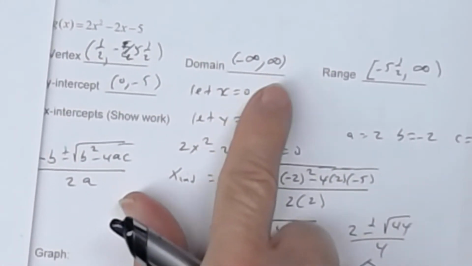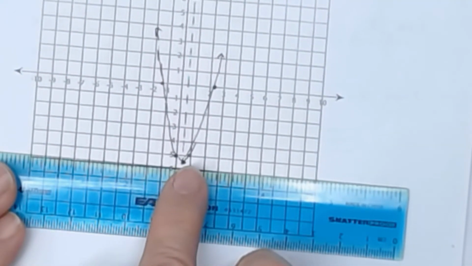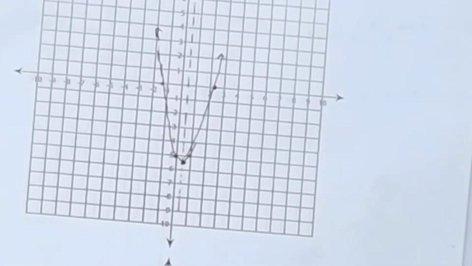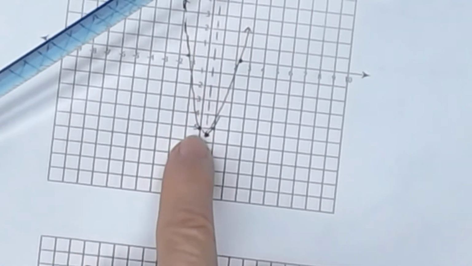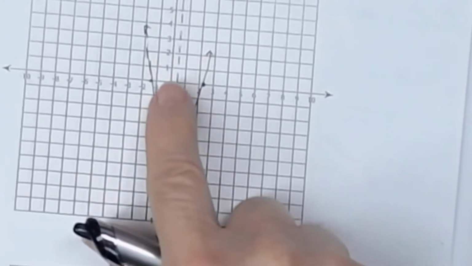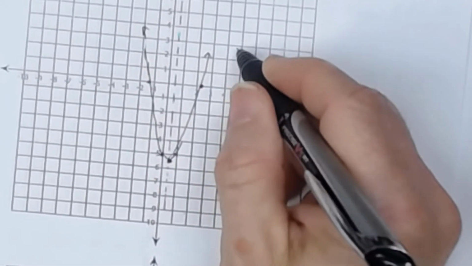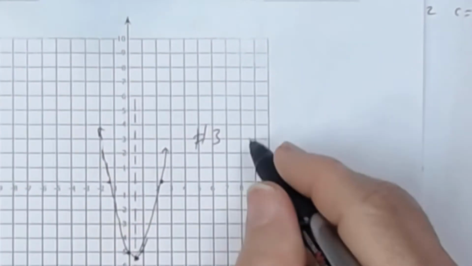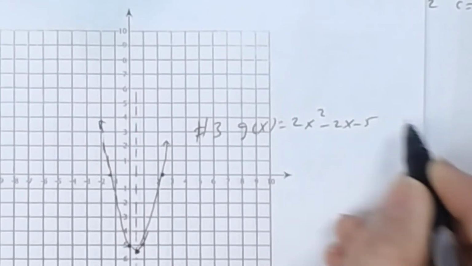It's a polynomial function. We found the range. The range kind of makes sense. You're going from the smallest y value, which is negative 5.5, all the way to infinity. The y-intercept is (0, negative 5), which is right here. And we have 5 points: 1, 2, 3, 4, 5. Okay? All right, so that's number 3, and that function was g of x is equal to 2x squared minus 2x minus 5.